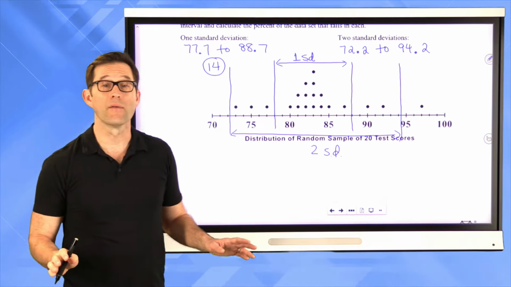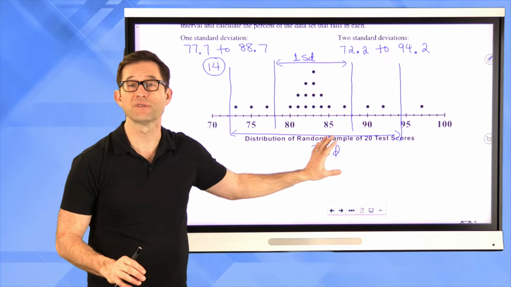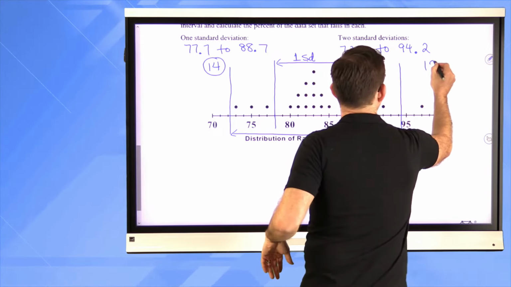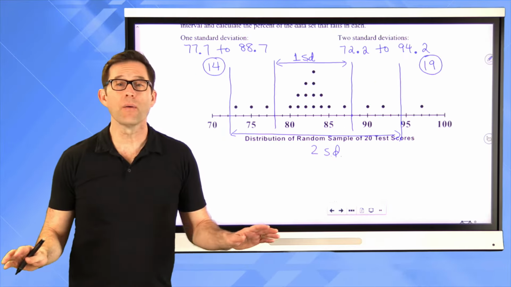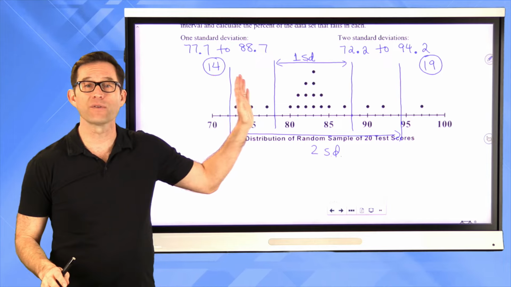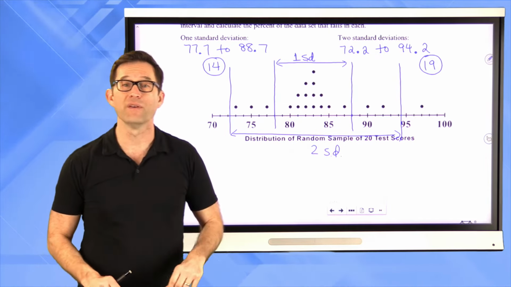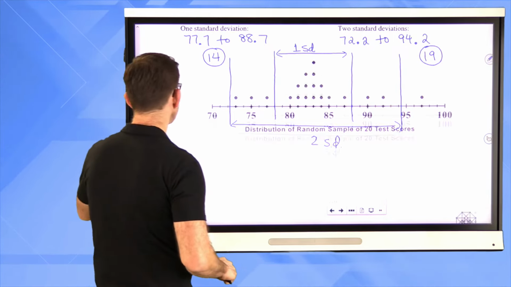And that's almost all of it, right? There's 20 total values, and every single one of them is within two standard deviations except for that one. So there are 19 there, okay? So we've done almost everything in this problem now. We know 14 values fall within one standard deviation and 19 fall within two standard deviations. We just haven't figured out the percent yet, but that's easy enough to do.